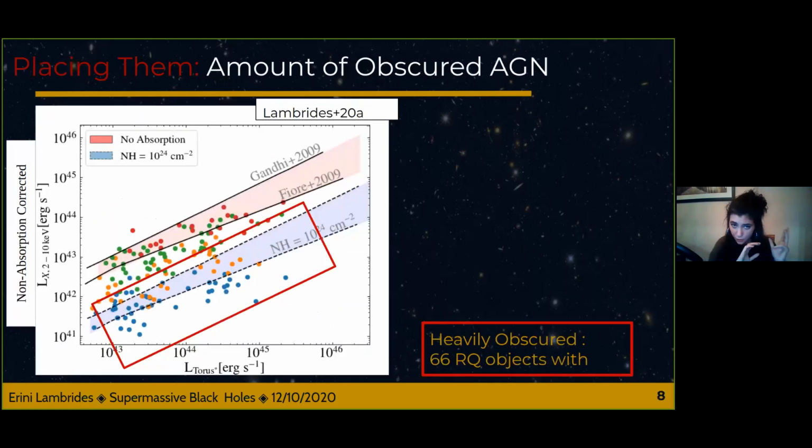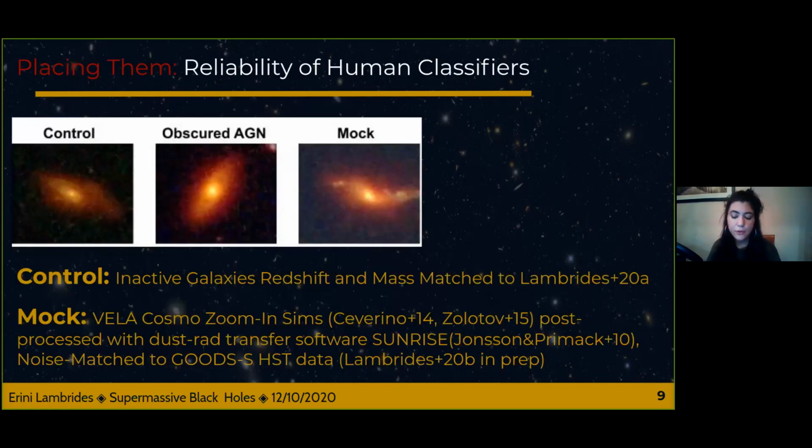Now, we want to take these galaxies and then do this morphological study and look at the merger state of their host galaxies. So we choose the most heavily obscured objects, the ones that have good HST coverage to make RGB images, take out the radio loud objects, and we're left with 66 radio quiet AGN. And before we can go on and look at the merger state of these galaxies, we needed to decide how we are going to determine the merger state of these galaxies.